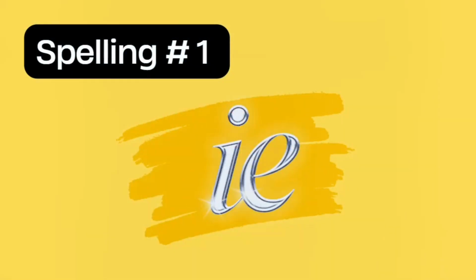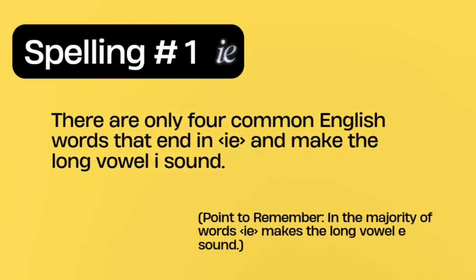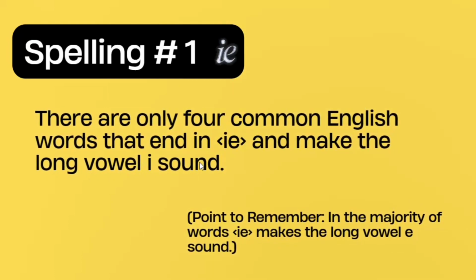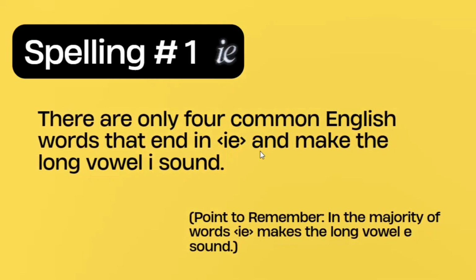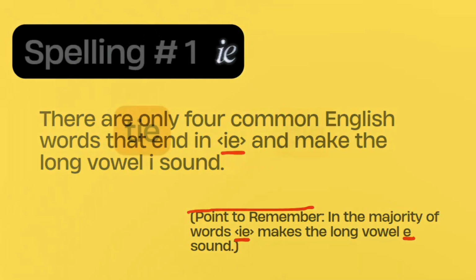Here we have spelling number 1, that is IE together. It's really simple to remember. There are only 4 common English words that end in IE and make the long vowel I sound. Now here we have a point to remember: in the majority of words, IE makes the long vowel E sound. That's why I'm saying that at the end of English words, we have only 4 common words that make the I sound with this pattern IE.